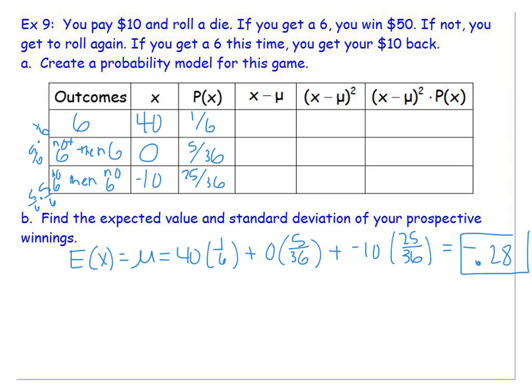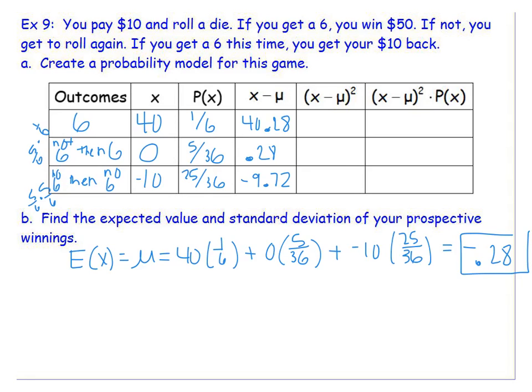So this column that is now needing to be filled in, we take each x value and we subtract our answer we just got. So 40, take away negative 0.28, ends up being 40.28. Because remember, subtracting a negative changes it to a positive. 0 minus negative 0.28 gives us positive 0.28. And negative 10 minus negative 0.28 gives us negative 9.72.